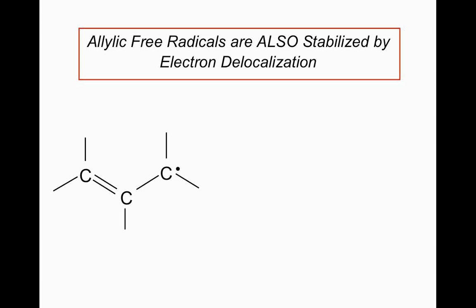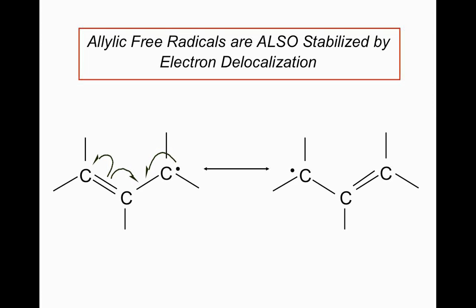It turns out that free radicals are also stabilized by electron delocalization when they're in allylic positions in the same way that carbocations are. We can draw resonance contributors for allylic radicals in the same way that we can draw resonance contributors for allylic carbocations, producing two different structures that delocalize the radical over three different carbons and thus stabilize the allylic free radical.